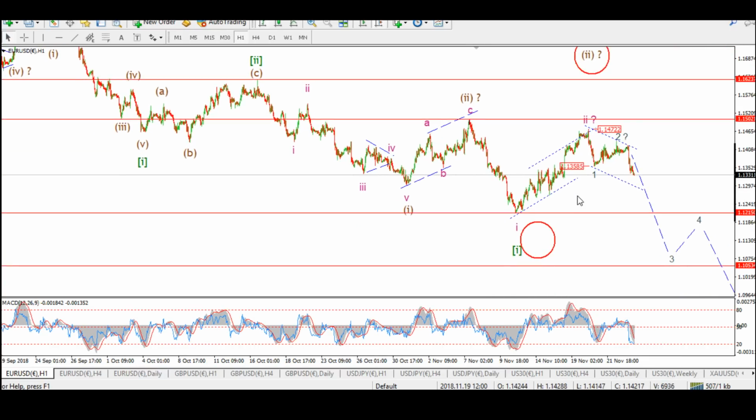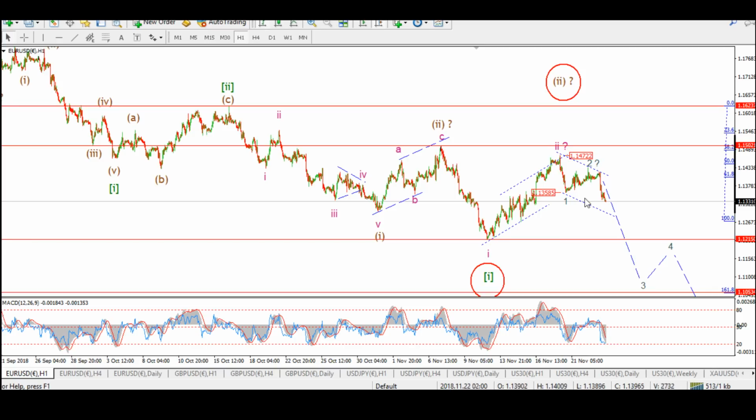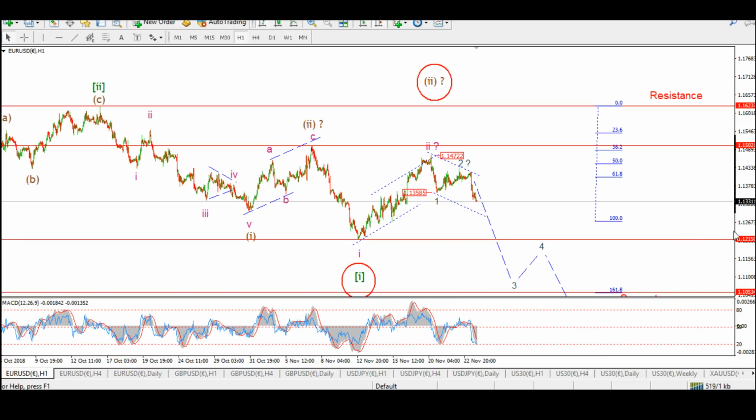And it may even be quite likely because of this corrective move to the downside here. But again, we've got this interim low here at 112.15, and if that breaks, well then I think we're into a full-on third wave down, and we should see further acceleration to the downside.